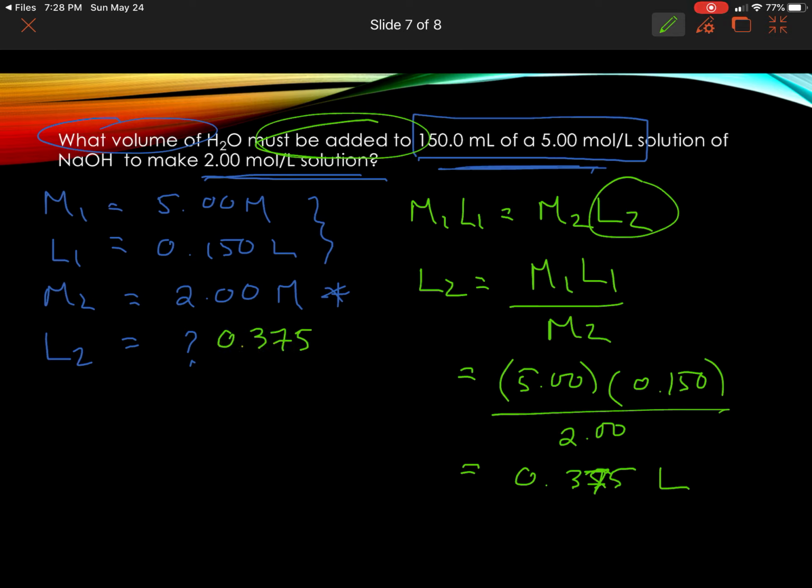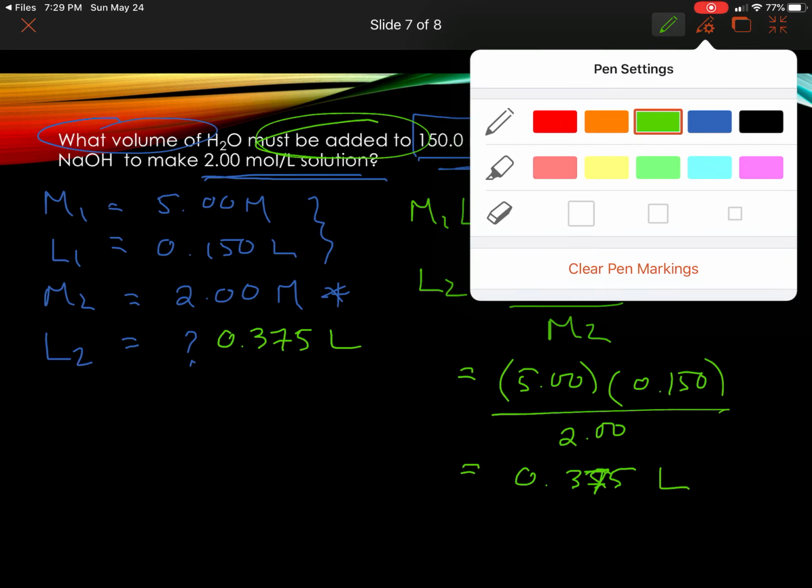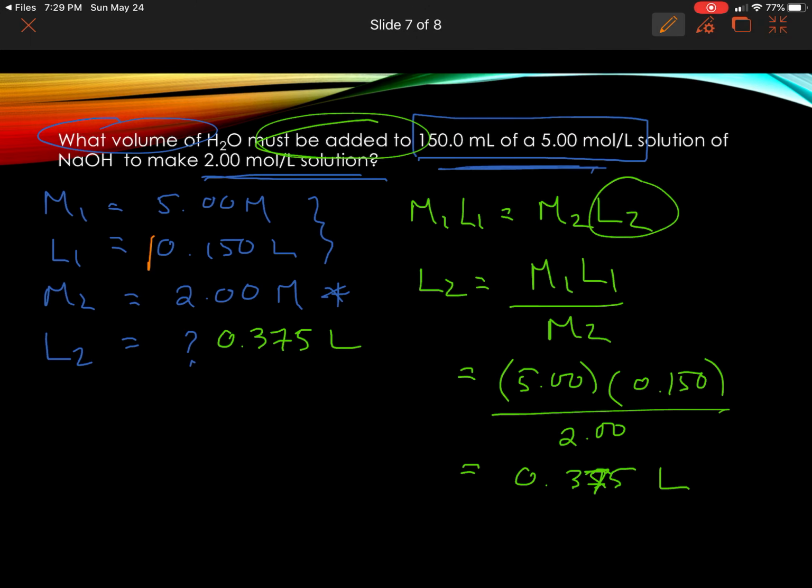So what you solved for was the volume of the second solution, the diluted solution, which you need. But the question was asking, how much water do you need to add to this to make this? So how do you figure that out? Yeah, you're just going to subtract them.